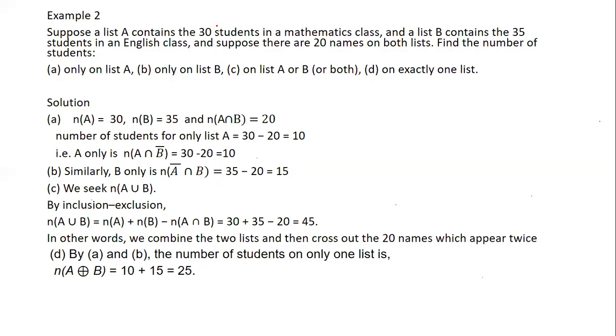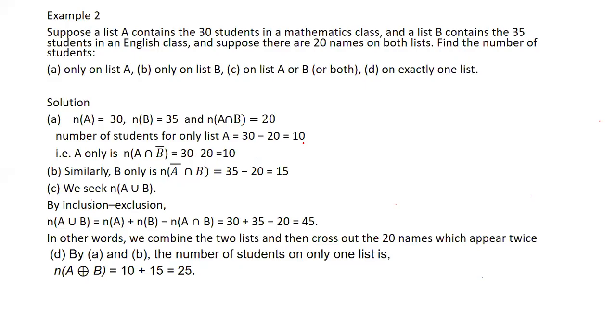So this way you could see that we have a cardinality there. Are you okay? And you can also go by the fundamental product to help us solve this problem. If you want to get only A, we have the cardinality of A at 30, n of B at 35, and we are given n of A intersection B. So the number of students for only list A will be 30 minus 2, which will be 28.